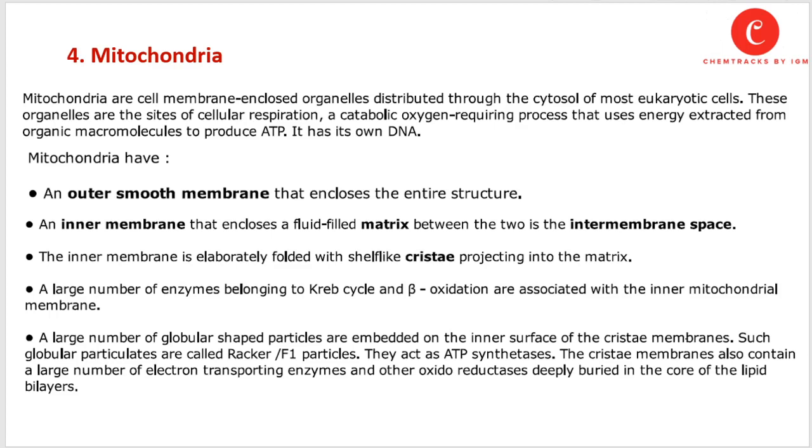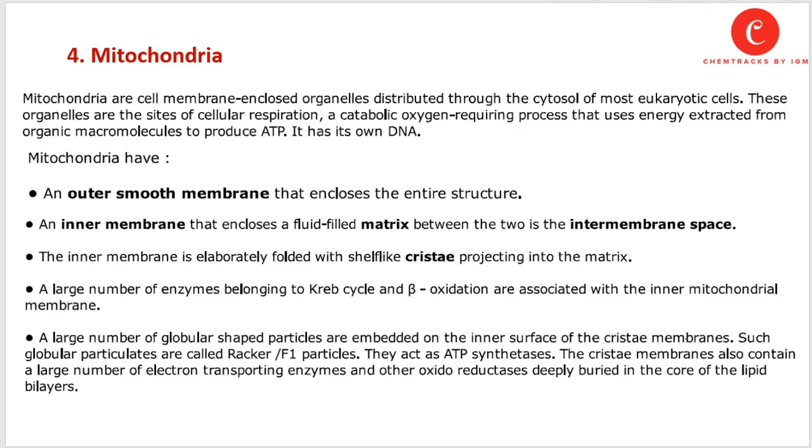A large number of globular-shaped particles are embedded on the inner surface of the cristae membranes. Such globular particles are called Racker or F1 particles. They act as ATP synthetases, meaning these are enzymes that are used to produce the ATP molecule. The cristae membranes contain a large number of electron transporting enzymes and other oxidoreductases deeply buried in the core of the lipid bilayer.